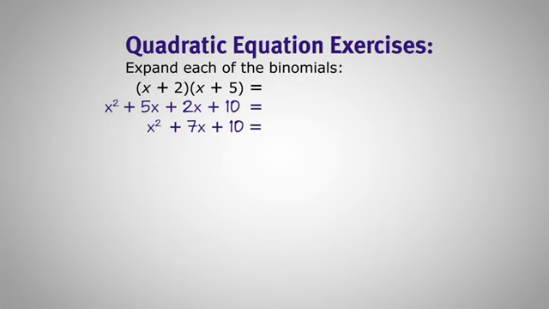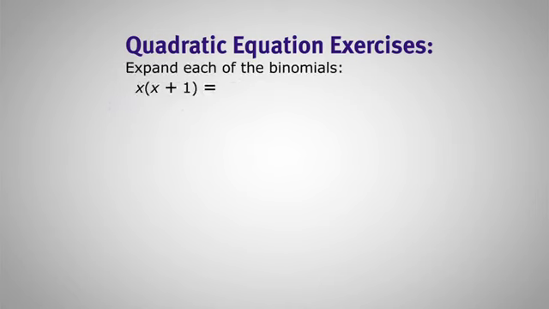The next example that we're going to look at, number 5, also asks us to expand the given binomial. What we're given is x times x plus 1. Because the x isn't added to another term, we don't need to go through FOIL. Instead, all we need to do is distribute the x as if it were a number. So x times x equals x squared, and x times 1 equals x. Our expanded expression is going to read x squared plus x.